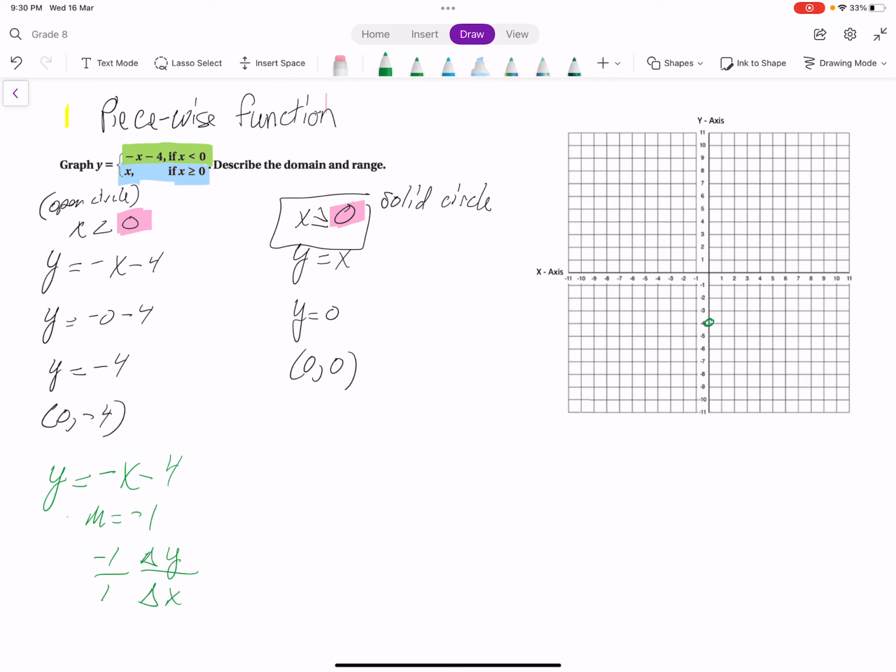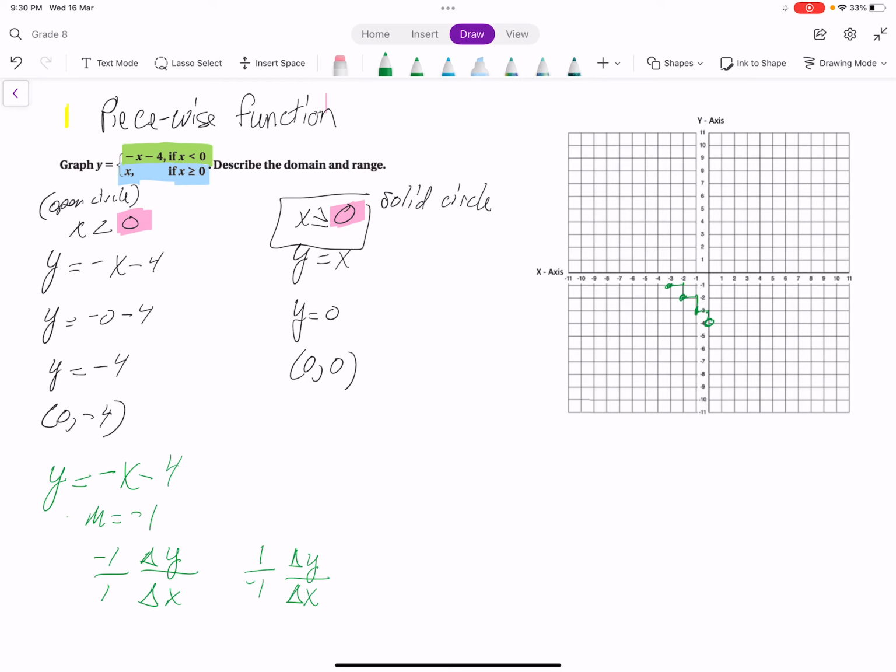However, I can't plot any points to the right of this because these are all positive x values. And once we go to positive x, we're actually going to be using the other equation. So I need to just graph it to the left. So since going to the left is negative, I'm going to actually think about this as a positive 1 over negative 1 for my change in y over change in x, because I need to go up and to the left, up and to the left, up and to the left.